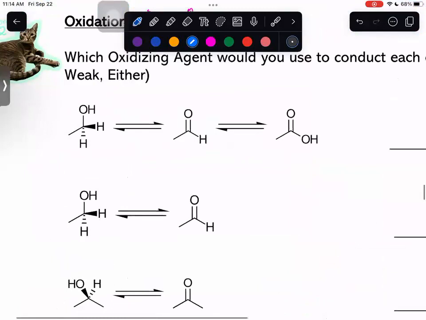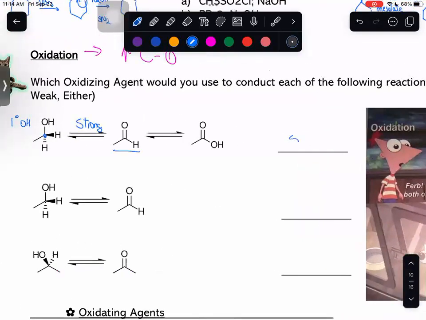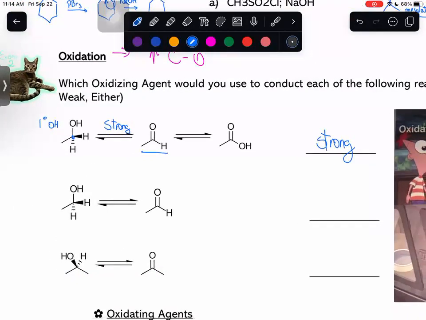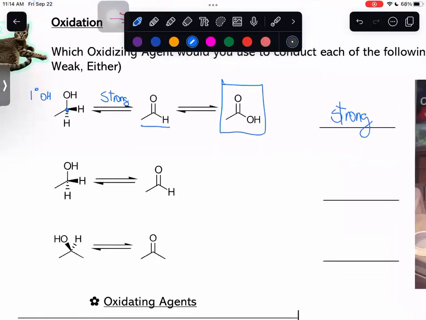We know it's an alcohol, but what's the degree? Primary. It's a primary alcohol. Okay, now the aldehyde is just going to be an intermediate whenever you use a strong oxidizing agent. That's the main part. This is going to be for strong because the aldehyde is just an intermediate. At the end, the final product is going to be the creation of, what's the name of that functional group? Carboxylic acid, exactly.